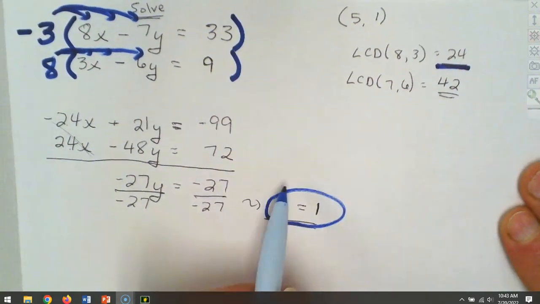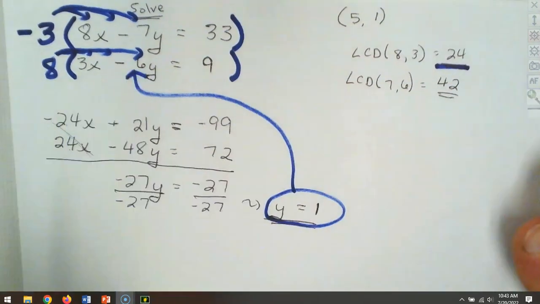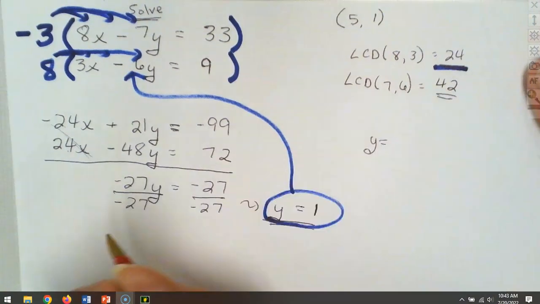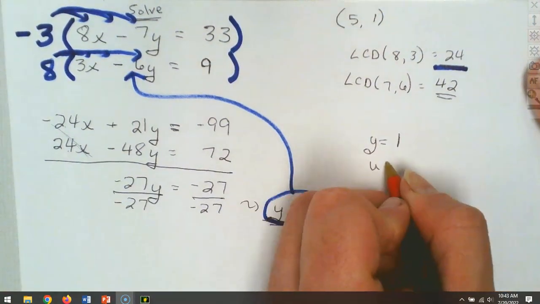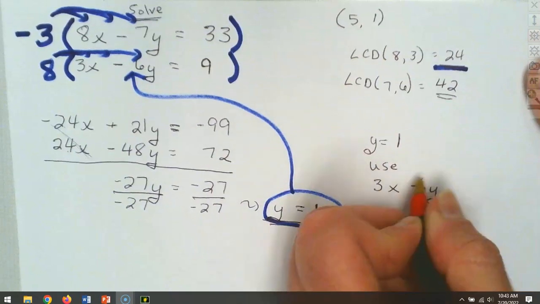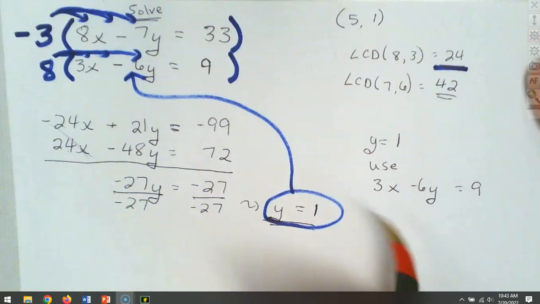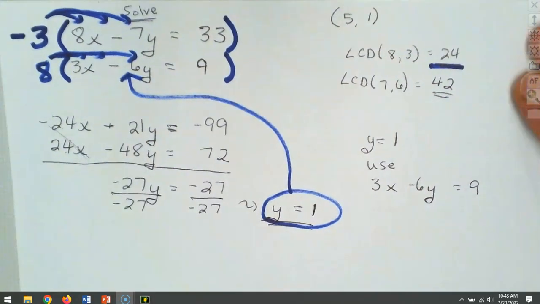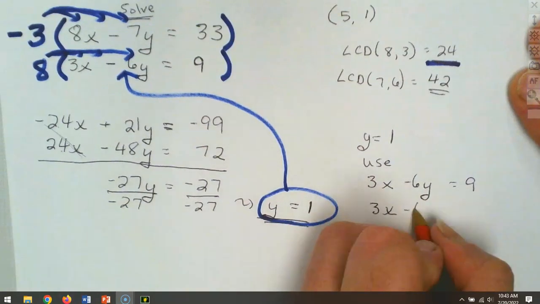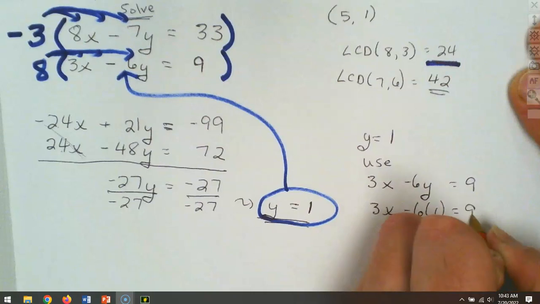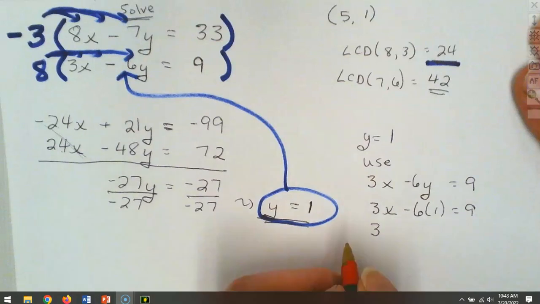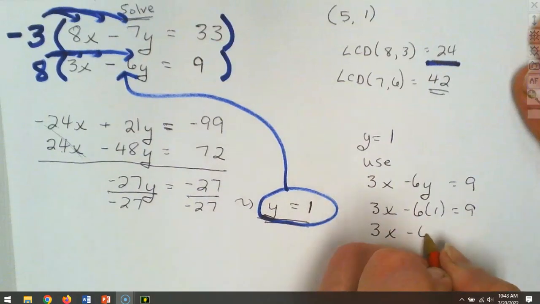So I'm going to take this and I'm going to plug it back in. Let's just plug it back into the original here. So we're going to plug in y equals 1, and we're going to use 3x minus 6y equals 9. We're going to use that because that's our equation here. We'll plug it in, and we get 3x minus 6 times 1 equals 9. So that gives me now 3x minus 6 equals 9.